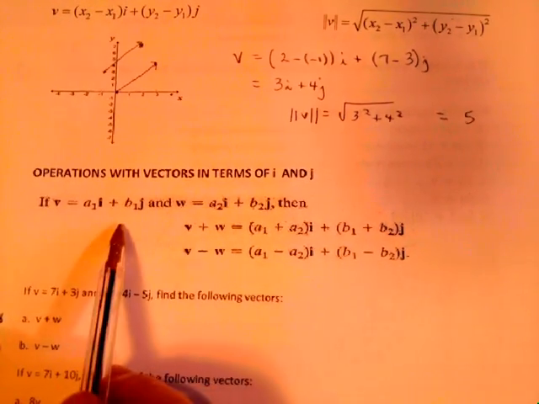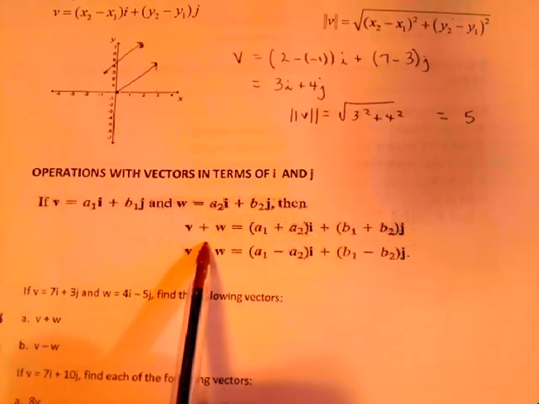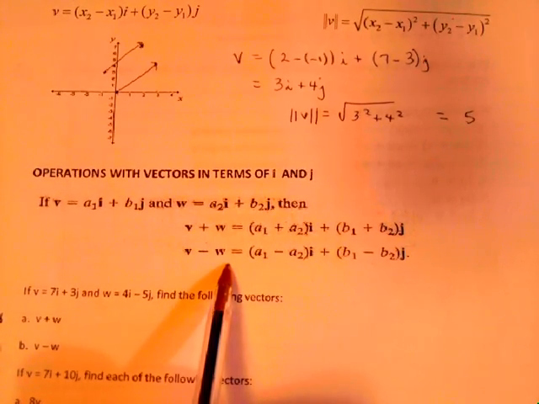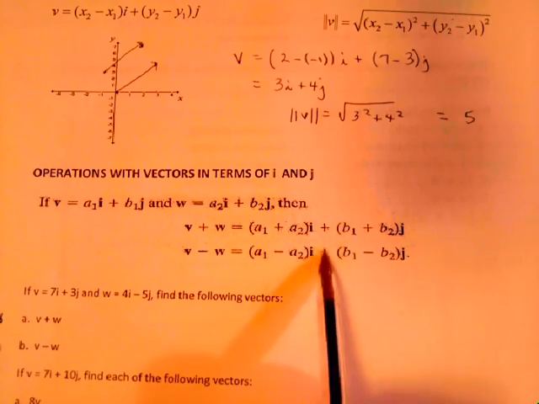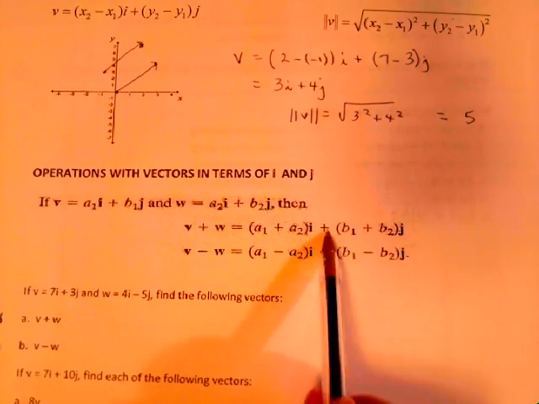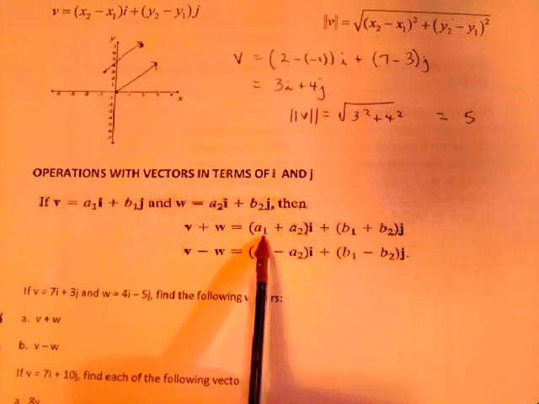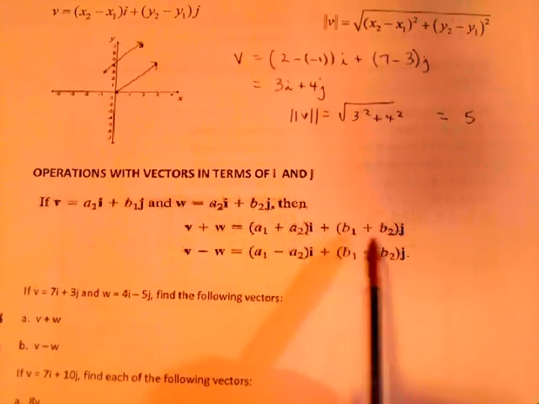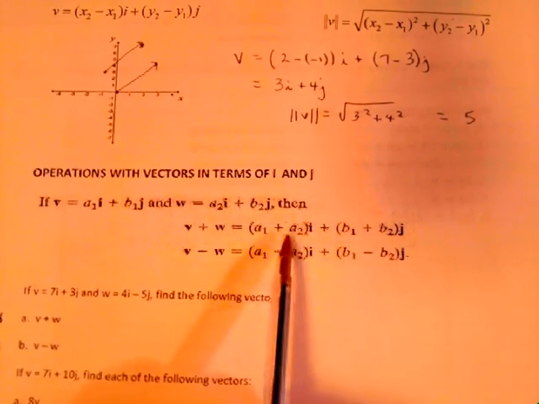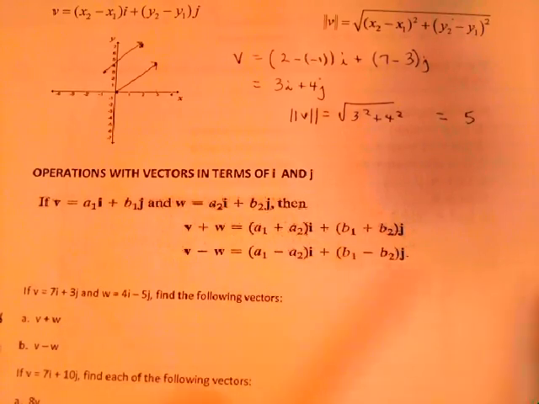Operations with vectors. You can add vectors, you can subtract vectors. Notice that in both of these formulas, the sign between i and j is a plus. The operation that you do is with the coordinates of a1 and a2 and b1 and b2. So here I've added them, here I subtract them, but this sign in the middle stays positive.